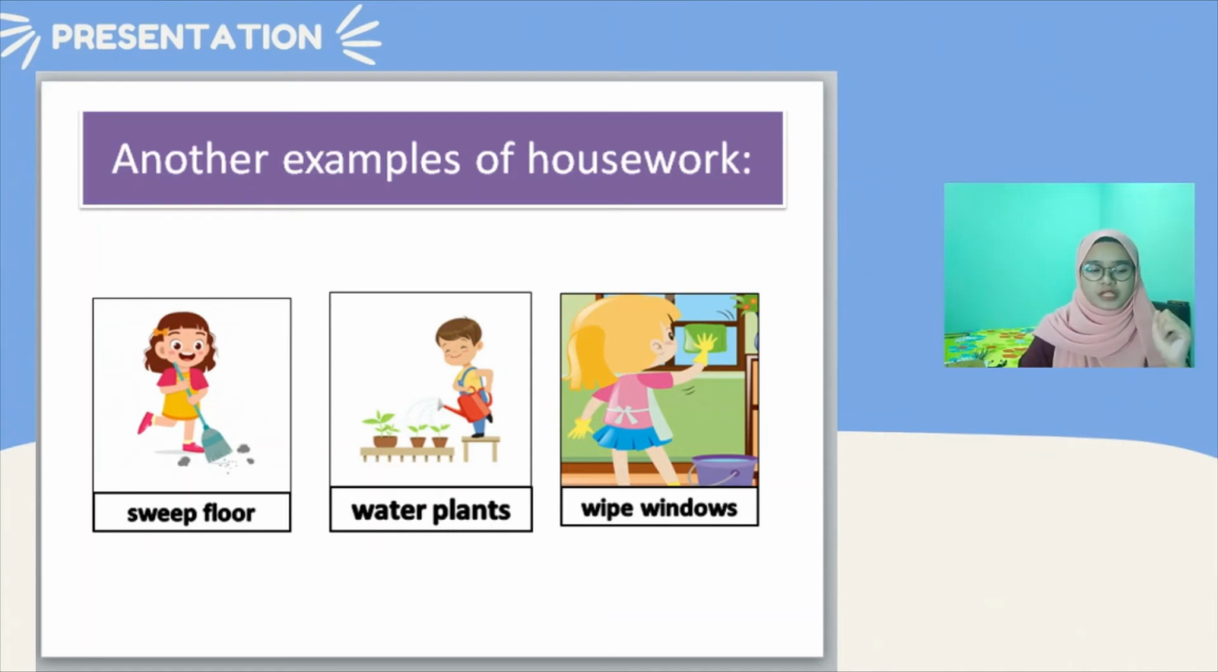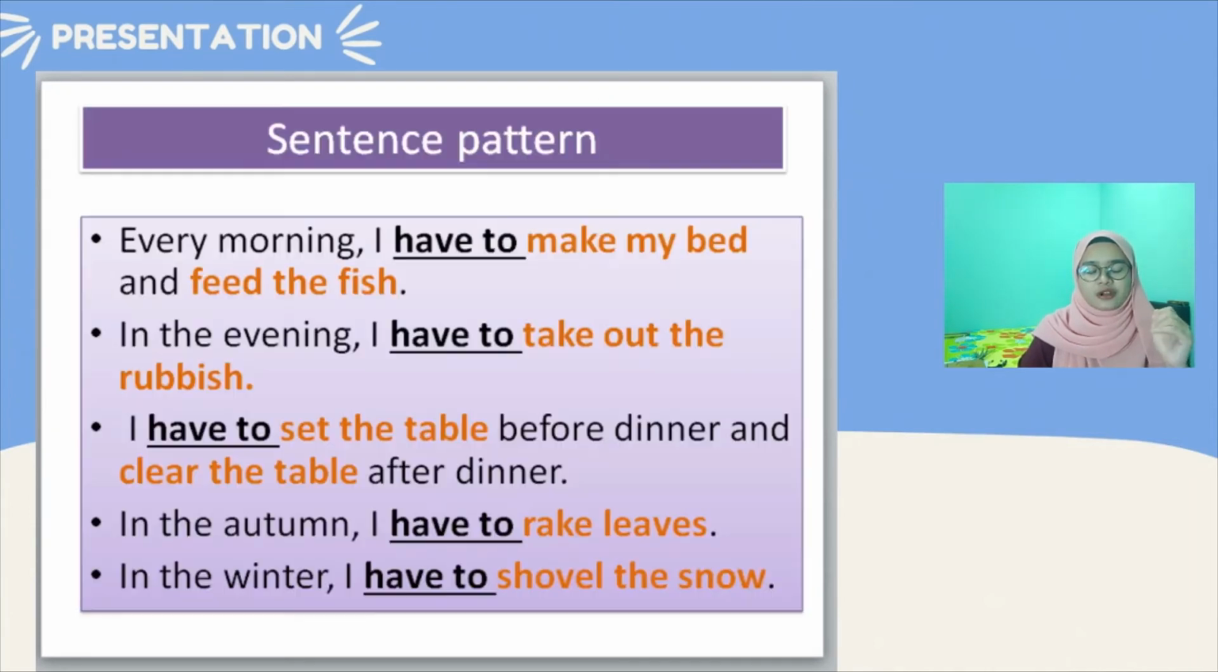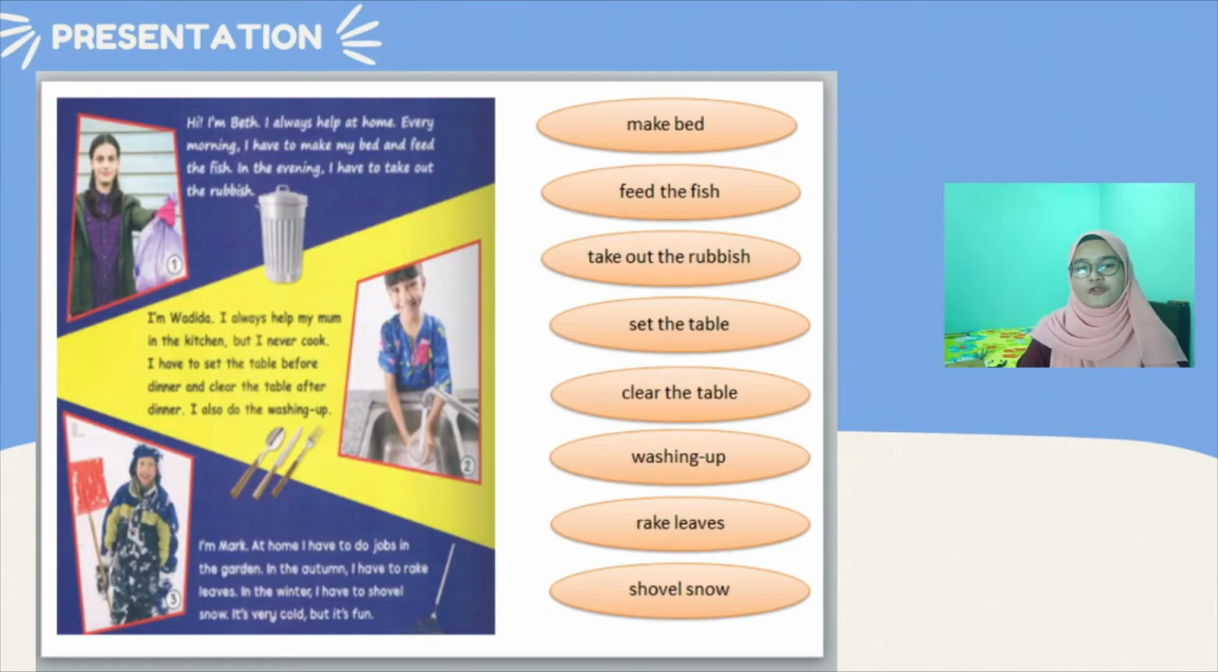Okay, now here, based on the examples of housework that we have learned throughout the reading text, I'm sure that all of you here must have triggered your sense of wanting to help your parents at your home, right? So here I would like to say that you might think that your little help is a hard thing to do since you are still small, right?